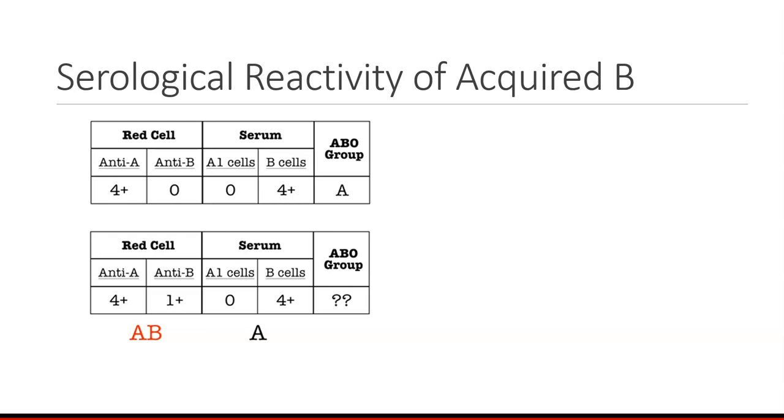In the next example, we have anti-A 4 plus, anti-B 1 plus. It's AB. You say, well, but the anti-B is only 1 plus. I know that. But what we're looking at is positive with anti-A, positive with anti-B. That is a group AB. Reverse type, negative with A1 cells, positive with B cells. It's group A. That is a discrepancy. Tell me what the patient's true blood type is. You can't. Not until we do additional testing.